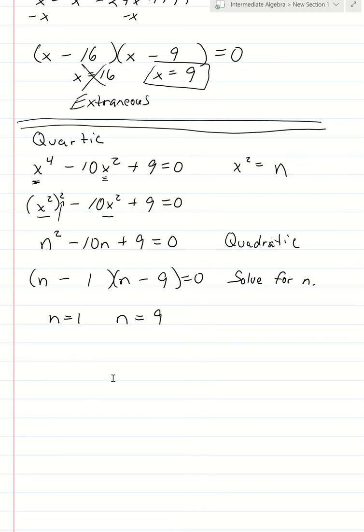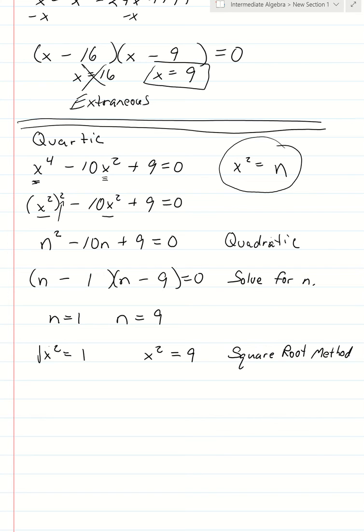But hold up, we're not done, because in the original equation we wanted to solve for x, and we already now only solved for n. But remember what we did up here. We created the fact that the relationship is x squared equals n. And since we know what n is, we could now say that x squared equals 1 and x squared equals the number 9. And now we can actually use the square root method to solve this particular equation.